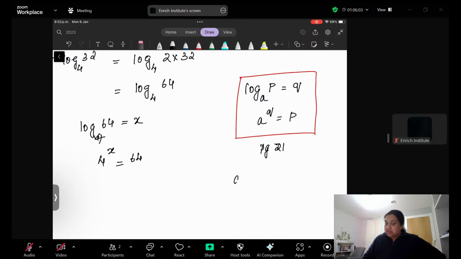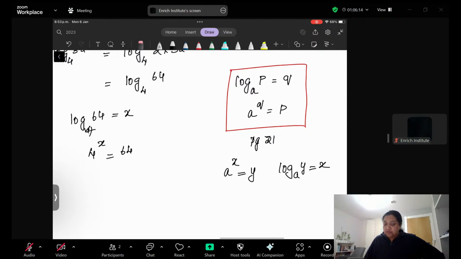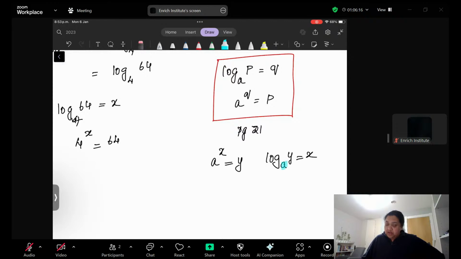What they have given us: a to the power of x is equal to y means that log y to the base a is equal to x. So this is just the opposite of what I have mentioned. See here, a comes here, x comes here, and y is here. So no need to worry about that. You have this. Very good.